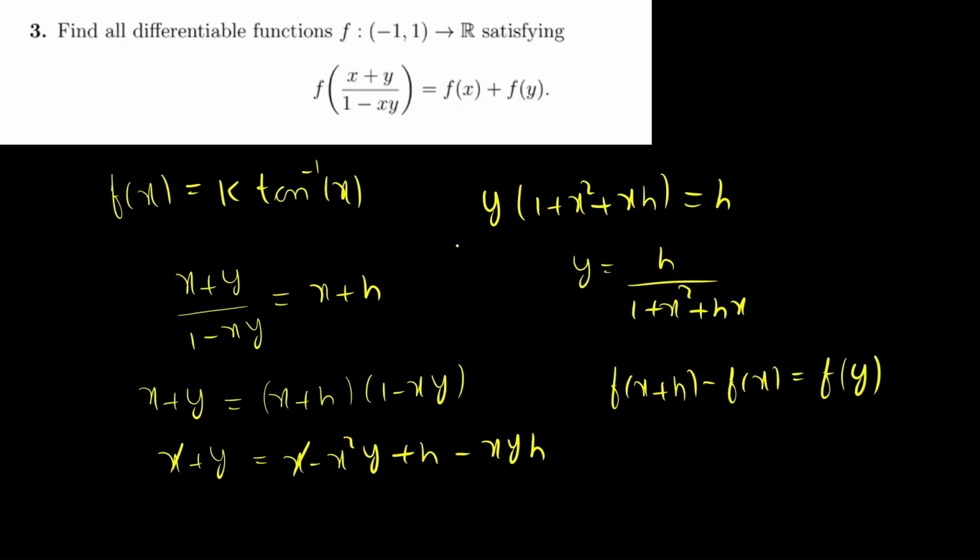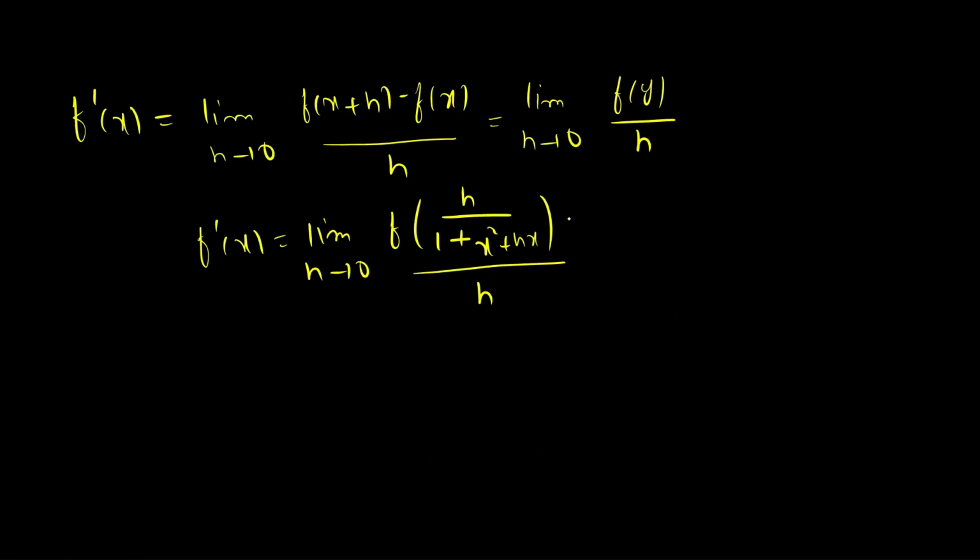Now from our original equation you can also notice that when I substitute both x and y as 0, I again get f of 0 is equal to twice f of 0, which will imply that f of 0 is nothing but 0 itself. So that's why I can write minus f of 0, it doesn't make a difference. Now in order to make this look like our first principle of derivative, I will multiply and divide with 1 plus x square plus hx.